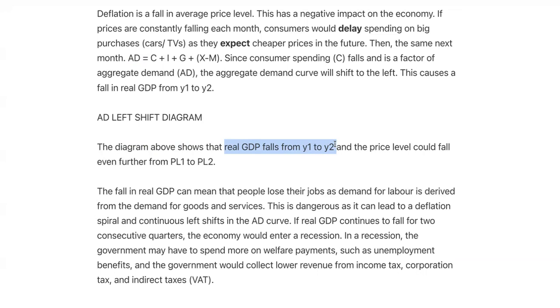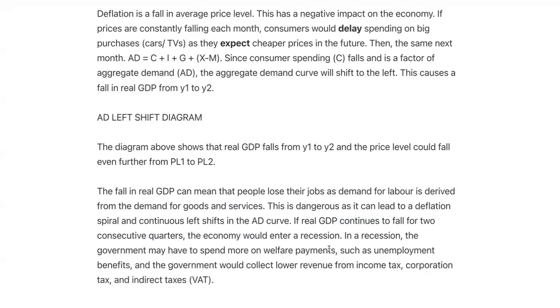The reason for that is labor is a derived demand. So if the demand for goods and services has fallen because people are waiting for them to be cheaper, then firms are not going to need workers. So they're going to lay off their workers, and that's going to lead to even more unemployment. And that's going to lead to even more people being scared or uncertain or low confidence, and that's going to lead to even more falls in the AD curve. If that continues for 2 consecutive quarters, that would be called a recession.